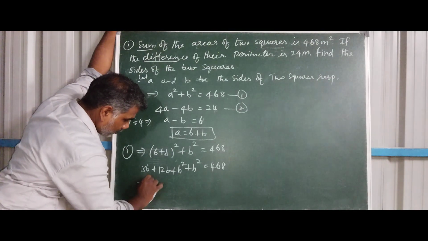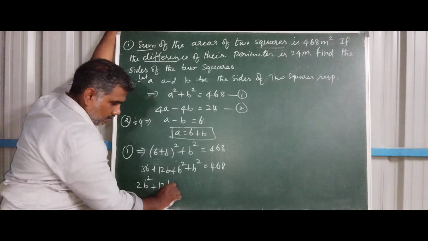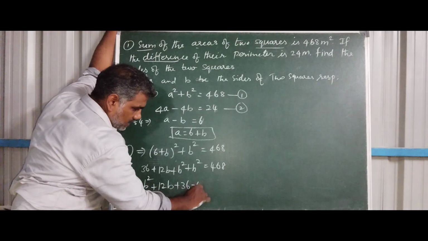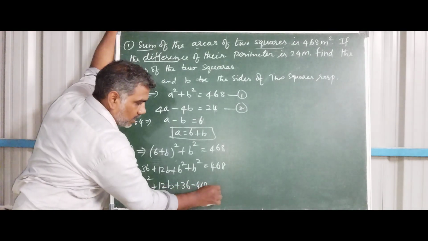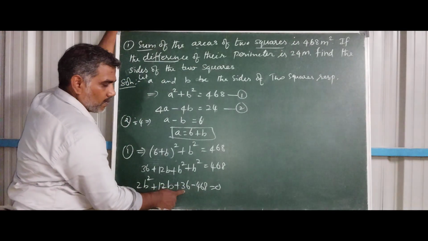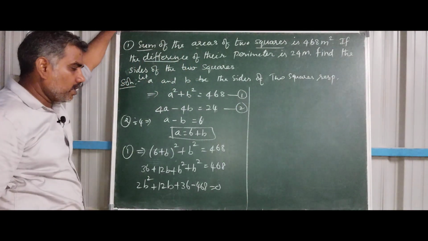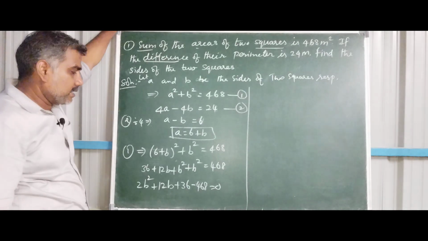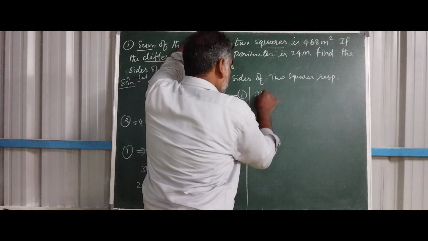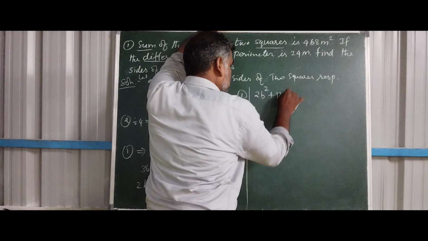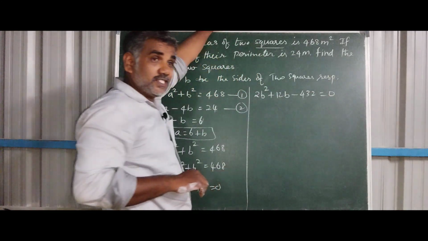So what is B square plus B square? 2B square plus 12B plus 36 minus 468 is equal to 0. What is 468 minus 36? 468 minus 36 is 432. Therefore it is minus 432. Therefore we have 2B square plus 12B minus 432 is equal to 0.